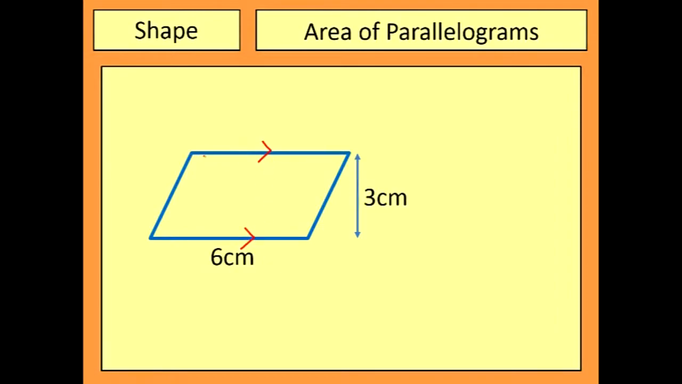Parallel simply means that the top side, if it continued on this line here, and this line continued on, they would never meet no matter what. No matter how long that line continued for, they'd never meet. They run side by side.